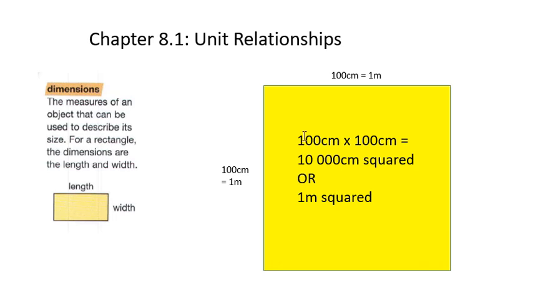So if I wanted to find the area of this, as you know from a previous grade, to find the area of a square, it's length times width. So the length is 100, the width is 100. So 100 times 100 is 10,000. And because my units are centimeters, it's centimeters squared. So I could say that my 100 centimeter by 100 centimeter square has an area of 10,000 centimeters squared.